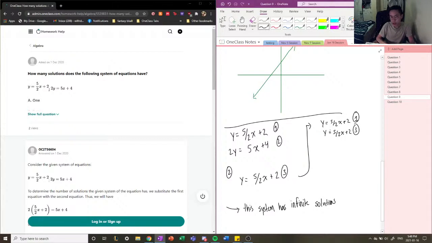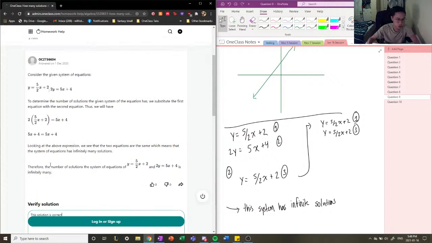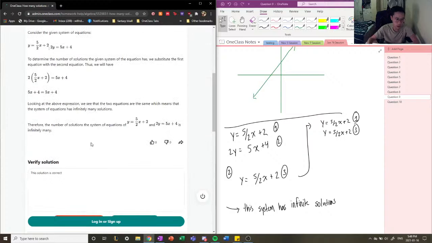Now, if you were to sub it into here, you would get basically 0 equals 0. And when you have 0 equals 0, that means you have infinite solutions. So other than that, this solution is correct because the junior tutor said that there are infinitely many solutions. Good work.